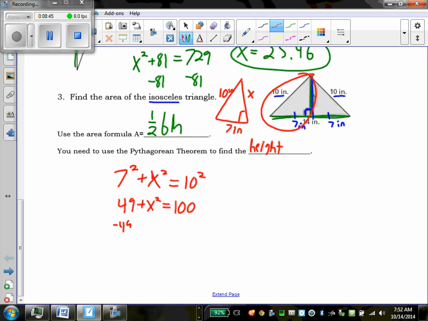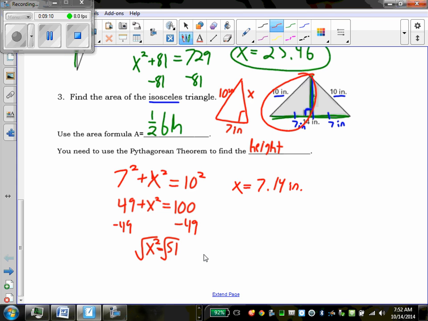Subtract 49 to get it to the other side. X squared equals 51. And we take the square root of both sides to get rid of the squared. And the square root of 51, x, remember, is the height, is about 7.14 inches. I realized in this problem that I replaced h with x. That's the height that we just found.